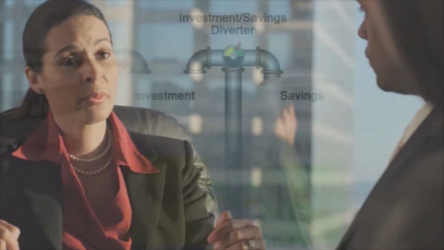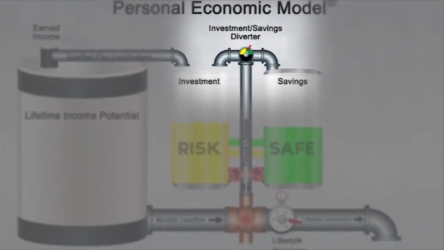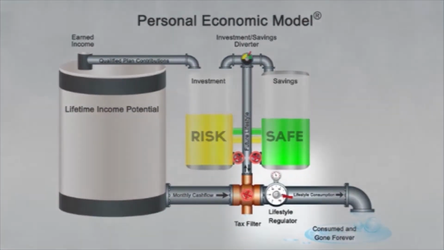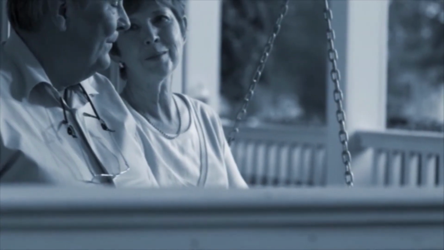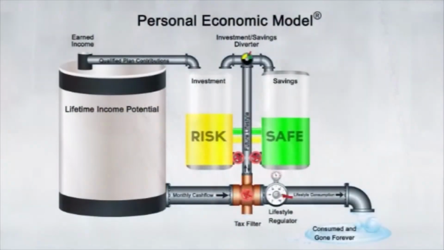Now, let's take a look at cash flow during retirement. The lifestyle regulator will again play an important role. It was used first to determine the amount you needed to save, and now it will determine how much money you can spend and have your money last until life expectancy.